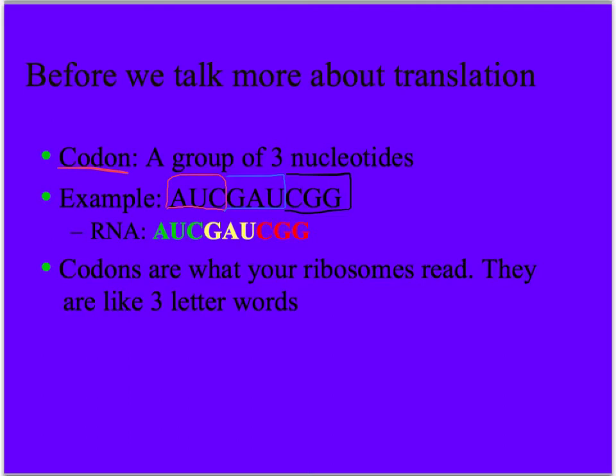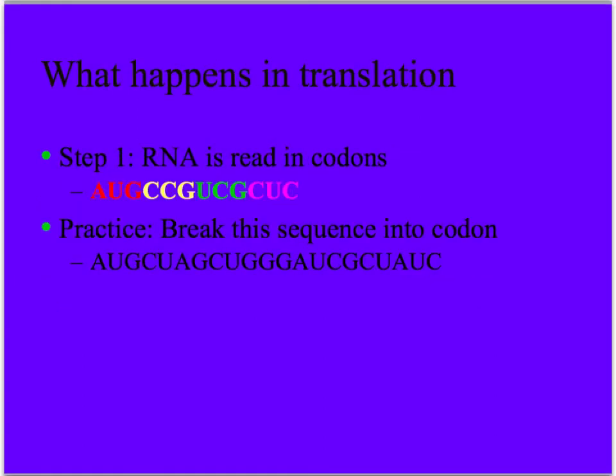Codons are the language your ribosomes read, so think of them like 3-letter words. Your ribosomes don't read or look at your RNA as A, U, C, but they see AUC as a single word. So what happens in translation is your RNA is read by codons. So your ribosomes are going to read your RNA as codons.